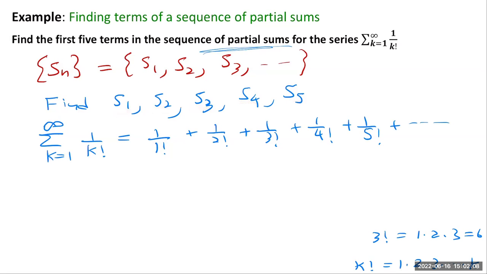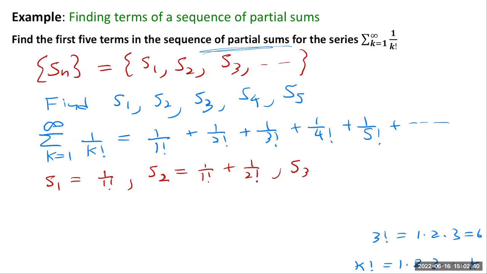How do you find S1? S1 is just the first term. Remember, partial sum Sn means the summation of the first n terms. S1 means the first term, right? Summation of first term, that is first term. That is, in this case, 1 over factorial 1. What is S2? S2 is the summation of the first two terms. S2 is going to be 1 over factorial 1 plus 1 over factorial 2.